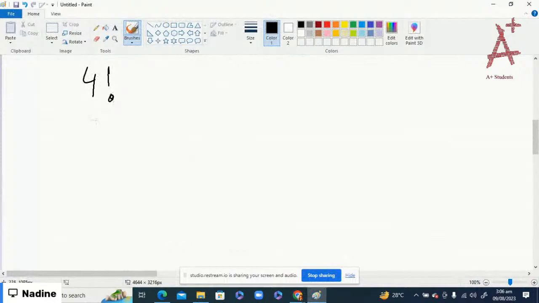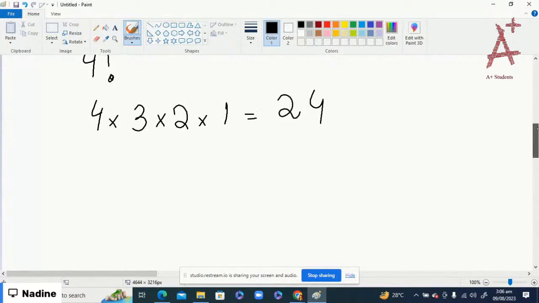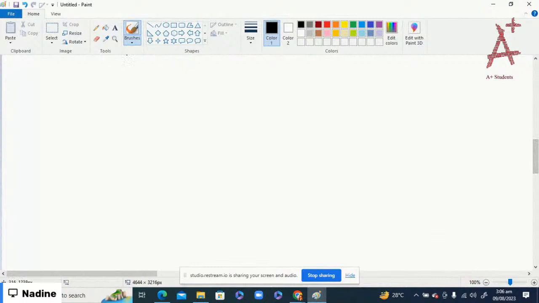So we're gonna write it this way, 4, then counting back, it's 3, then 2, then 1, and put the multiplication sign in between all of it. Now what's the answer? 4 times 3 is 12, then 12 times 2 is 24, 24 times 1 is 24. This is the answer for 4 factorial. Now let's write the next factorial, that is 6 factorial.